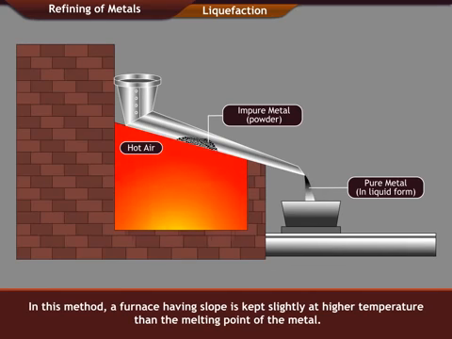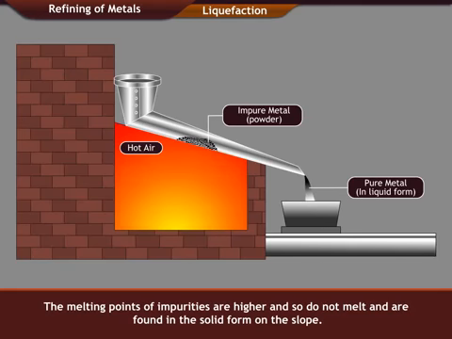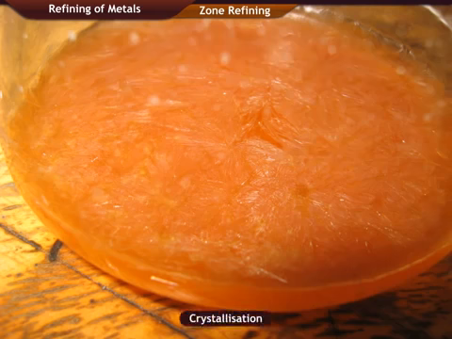In this method, a furnace having slope is kept slightly at higher temperature than the melting point of the metal. The metal melts and is collected in the vessel kept below. The melting points of impurities are higher and so do not melt and are found in the solid form on the slope. If impurities are present in traces, the principle of fractional crystallization is followed.